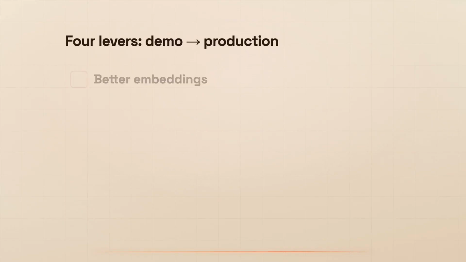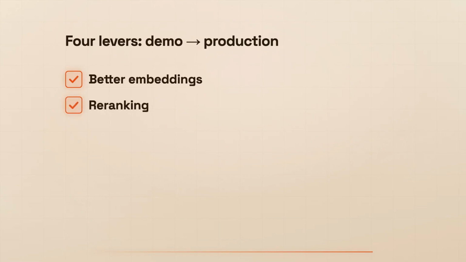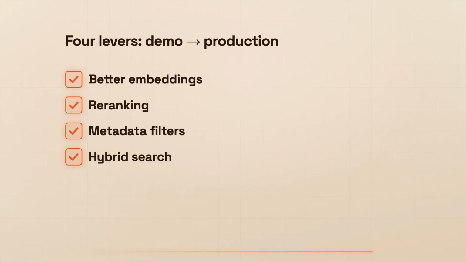Once the basic loop works, 4 levers take it from demo to production. Better embeddings. A stronger embedding model finds more relevant chunks for free. Reranking. Pull 20 candidates, then use a second, sharper model to reorder them and keep the best 5. Metadata filters. Tag chunks by date, source, or user, and filter before you search so you never retrieve something the user is not allowed to see. Hybrid search. Combine semantic search with old-fashioned keyword search so an exact product code or error string is never missed. You do not need all 4 on day 1. You need to know which one to reach for when retrieval feels off.